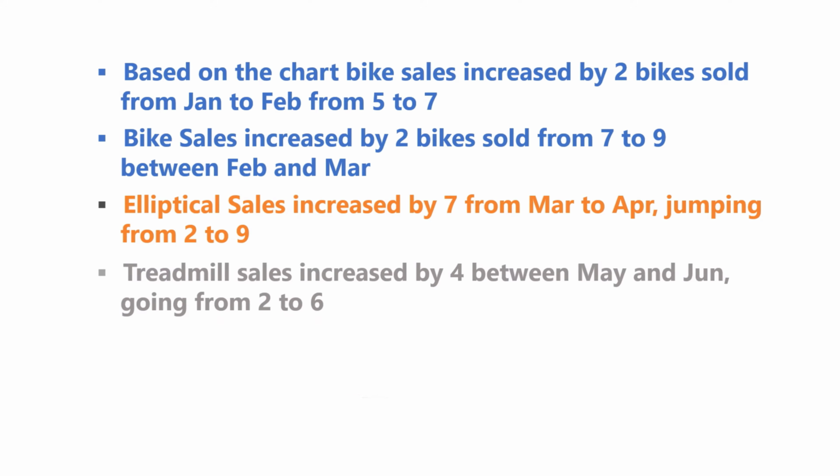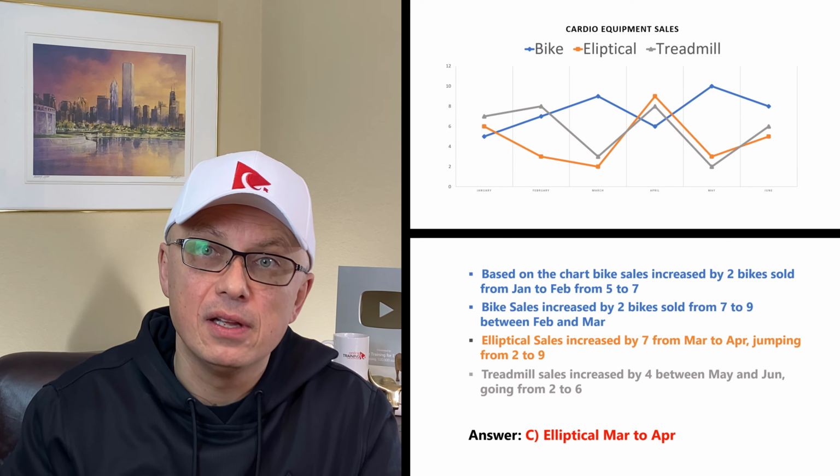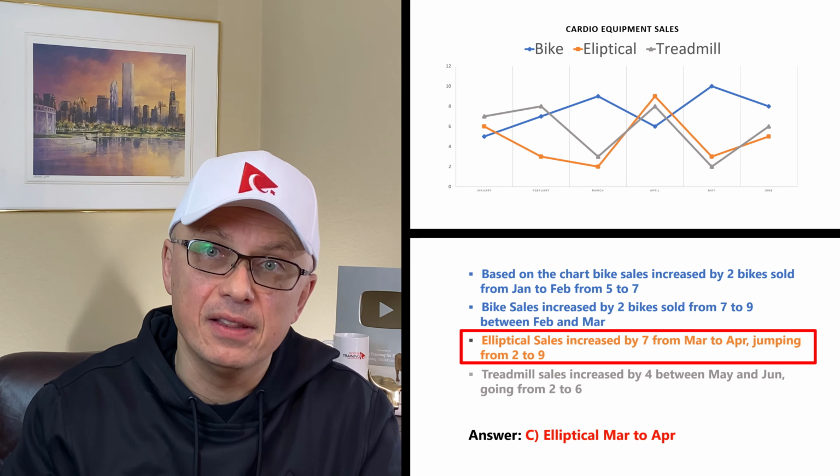So the correct answer here is choice C, elliptical sales from March to April, because the jump was by 7, from 2 to 9. Hopefully you've nailed this question and now know how to answer similar problems on the test.